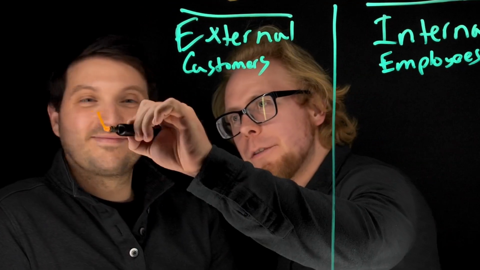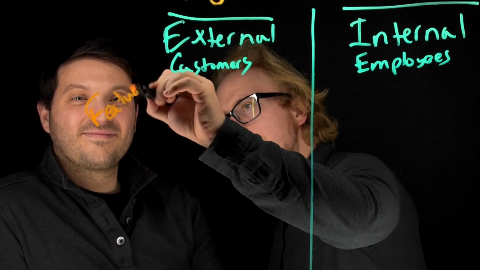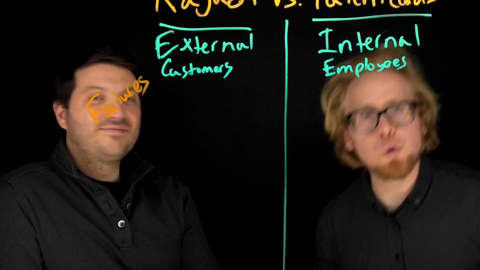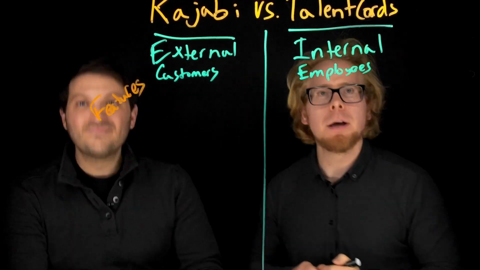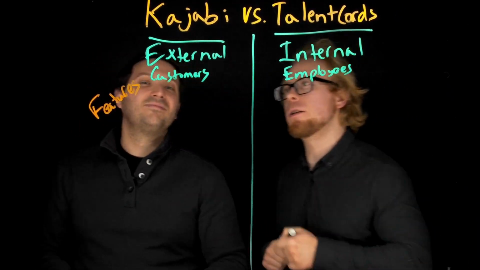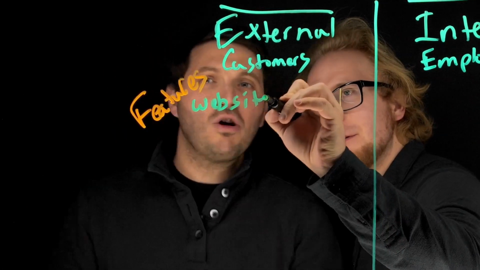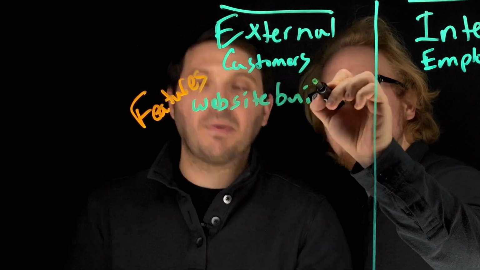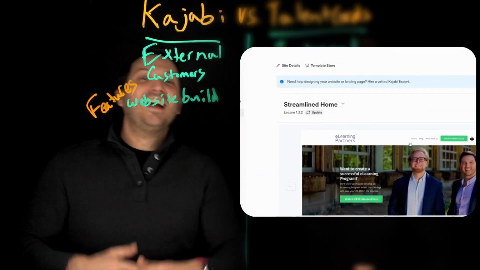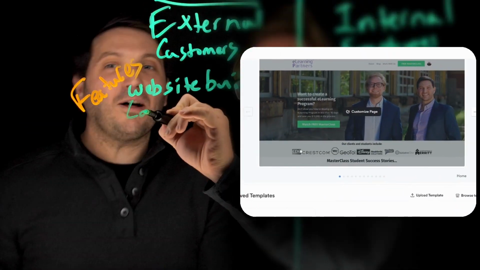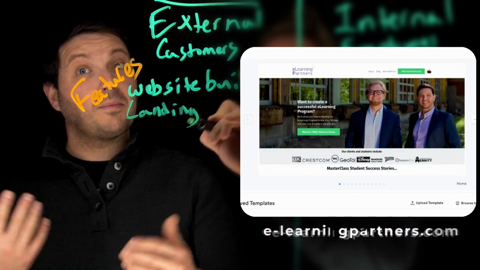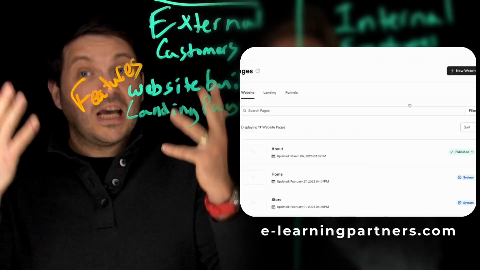The features of Kajabi are all built to help you sell your program to your learners. So the features include what, Hector? The features are all about saving you and making you that money. We have a website builder that allows you to develop your website. If you go to e-learningcards.com, you'll see that our whole website is built on Kajabi.